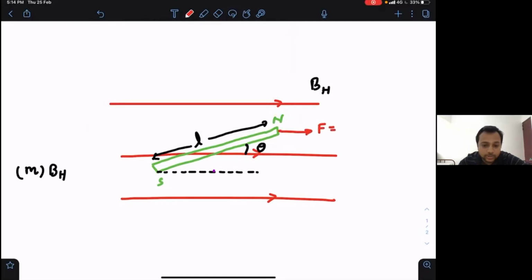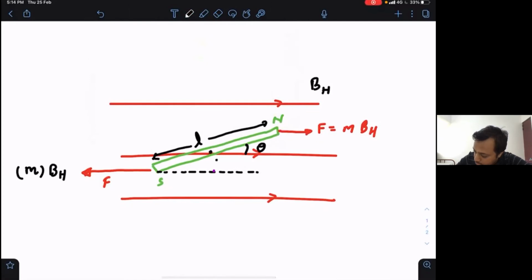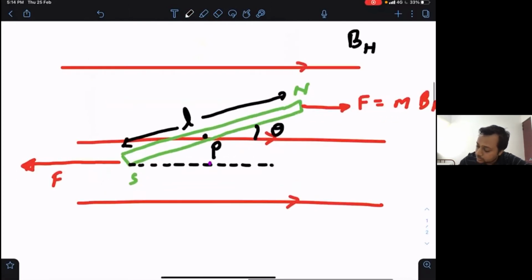Now, how much is the force experienced by the north pole of the magnet? Well, that depends on the pole strength M of the magnet and also the horizontal component. A product of these two will give you the force on the north pole. Similarly, the south pole will also get the same force because of the same pole strength and being present in the same horizontal component of Earth's magnetic field. So both forces are equal and opposite, so the forces cancel, but the torque will come about the suspension point. That suspension point will be somewhere here. Let's call this P.